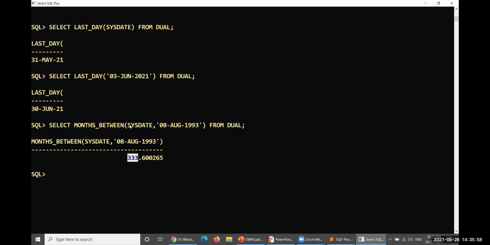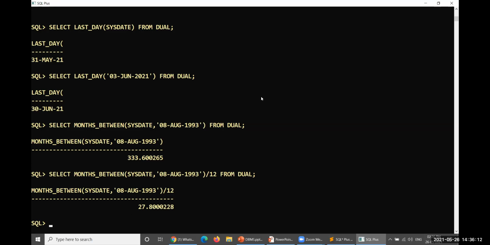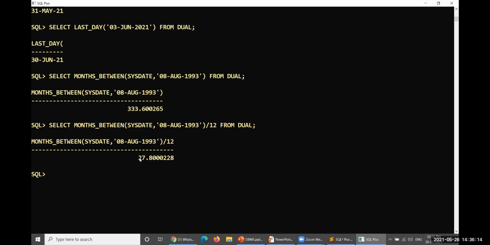So the latest date must be the first parameter, and the older date will be the second parameter here. Please remember this. Okay, 333 months. If you operate something like this, divided by 12, then you get the number of years. What is the age of this fellow? The age of this fellow is 28 years, 8 months, something like that. So this is the way to identify MONTHS_BETWEEN.